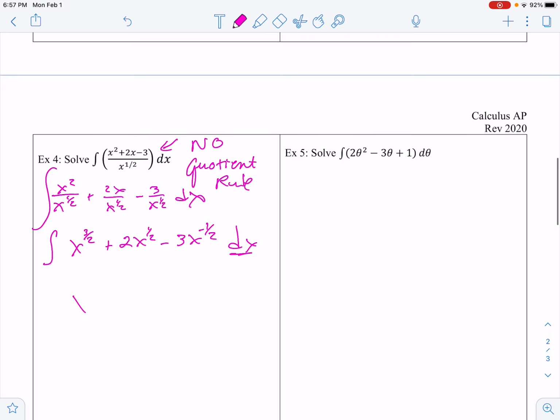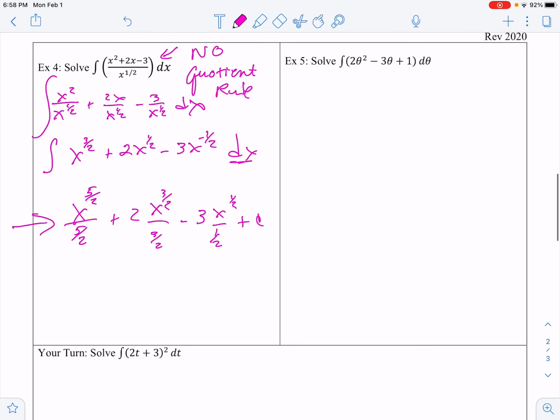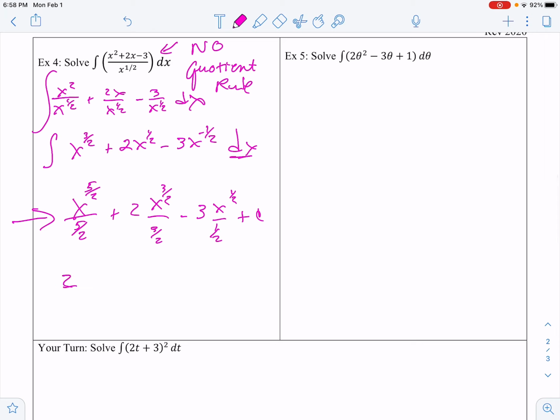Power rule, you add 1: x to the 5/2 divided by 5/2, x to the 3/2 divided by 3/2, 3x to the 1/2 divided by 1/2. And thou shalt never leave me fractions in a fraction. Okay? So you have 2/5 x to the 5/2 plus 4/3 x to the 3/2 minus 6x to the 1/2 plus c. Okay?